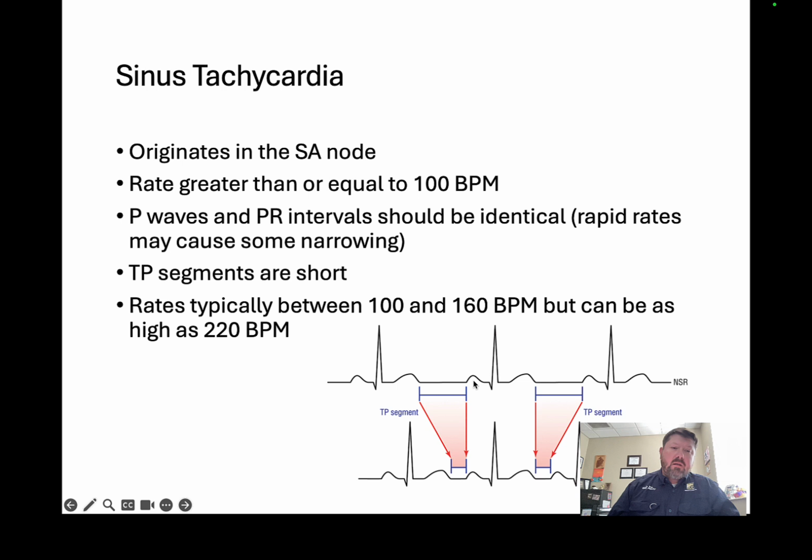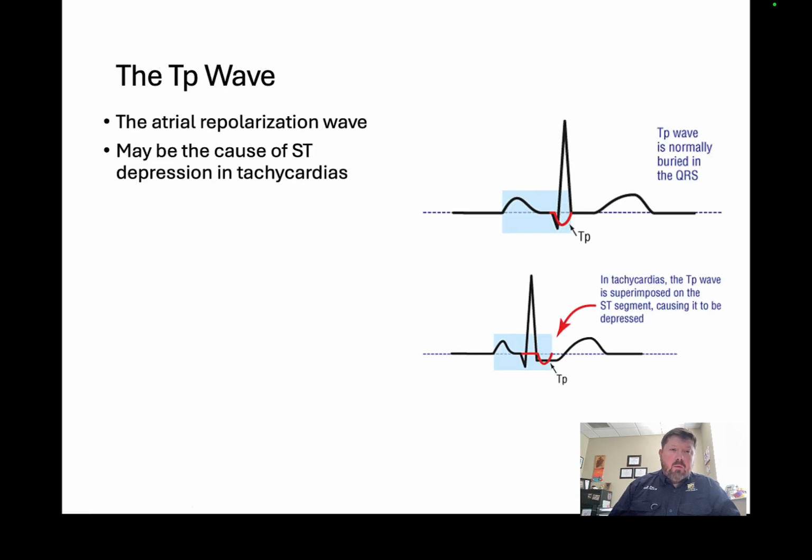Your rates are typically between 100 and 160. It says that it can be as high as 220, but it's awfully hard to identify sinus tachycardia when the rate is that high. Now, one thing I want to talk about is the TP wave.